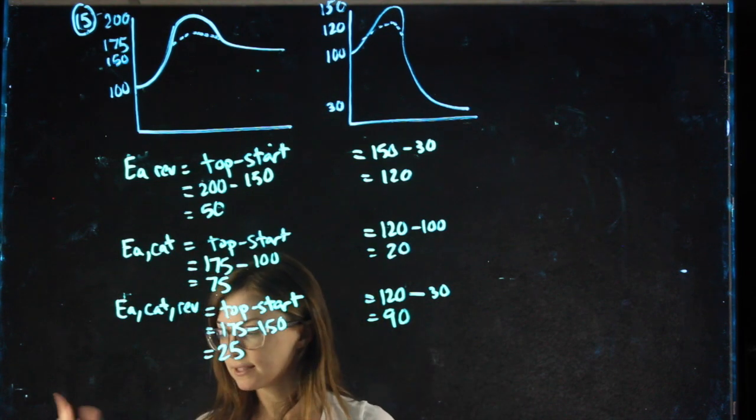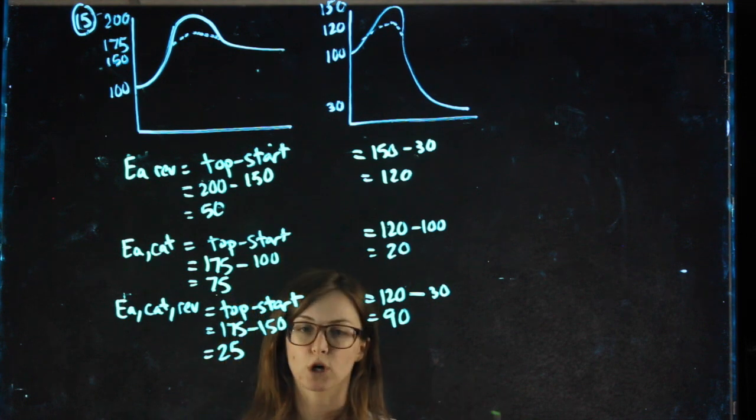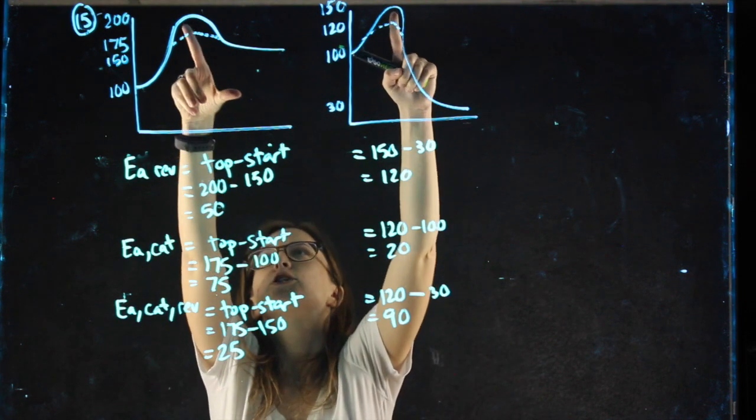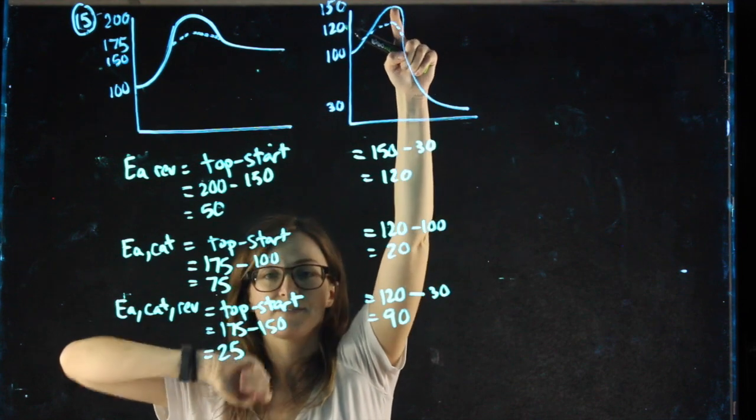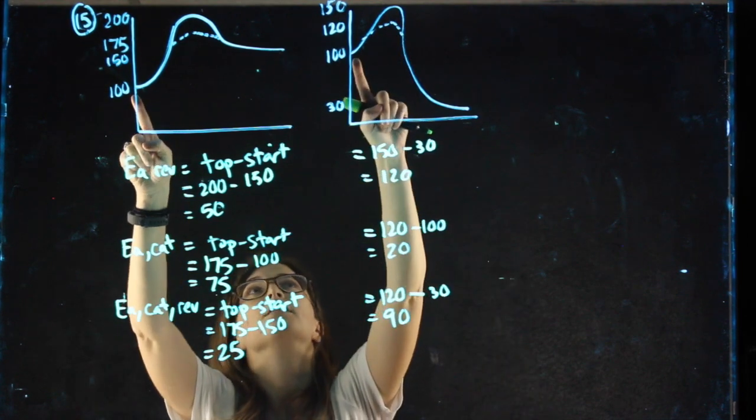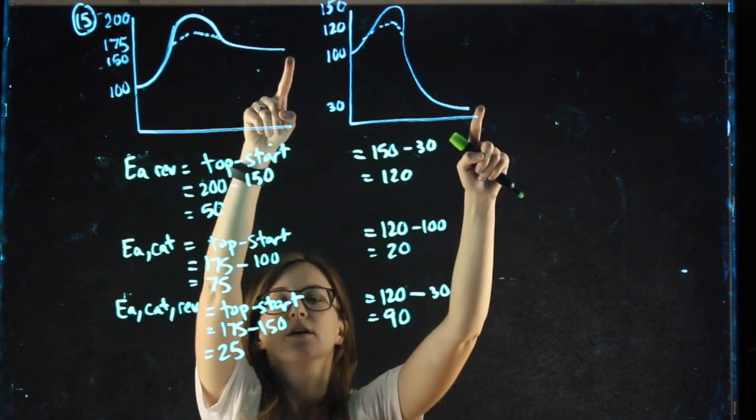Last one, relative heat of the activated complex. There's no work to show, it's just pulling a number off the axis. So activated complex is the top point. Relative heat of the activated complex here, 200. Relative heat of the activated complex there, 150. If I said relative heat of the reactants, they'd both be 100. Relative heat of the products, 150 here, 30 there.